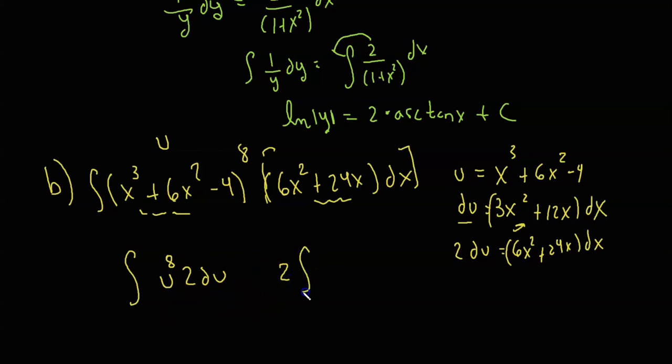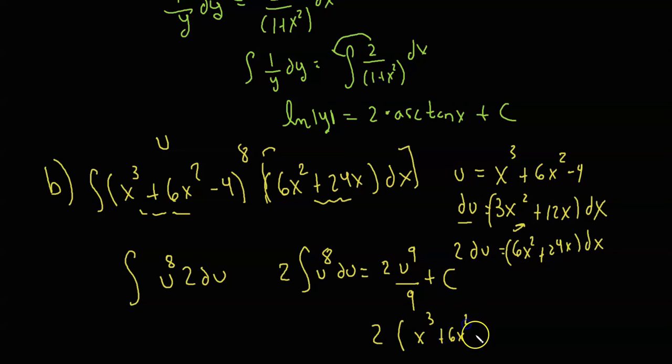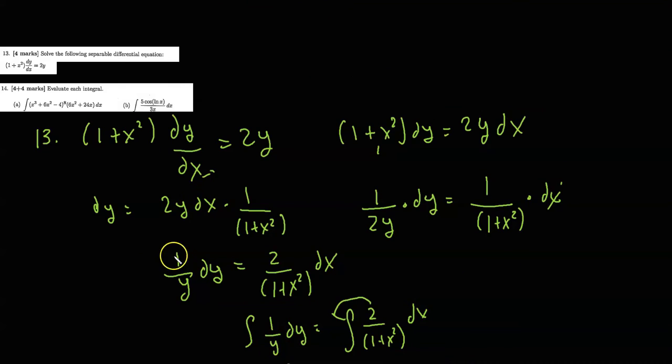And this has a power of 8. So I can bring out the 2 to the front. And then we have a simple integral where you just add 1 to the exponent and divide by the new exponent. 2 over 9 u to the 9, and then you add your constant. Then you plug back in your u, which you had before. So x cubed plus 6x squared minus 4 to the power of 9 all over 9 plus c.